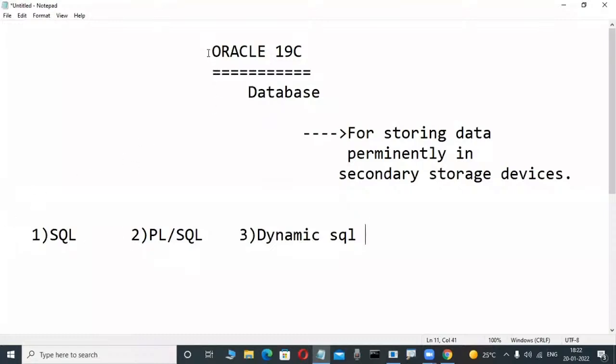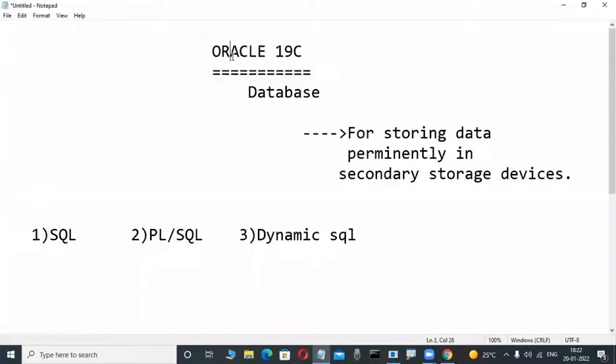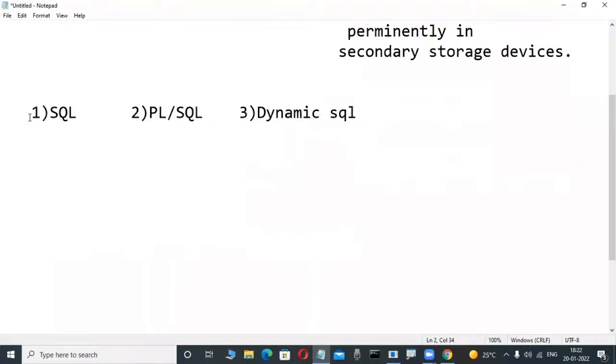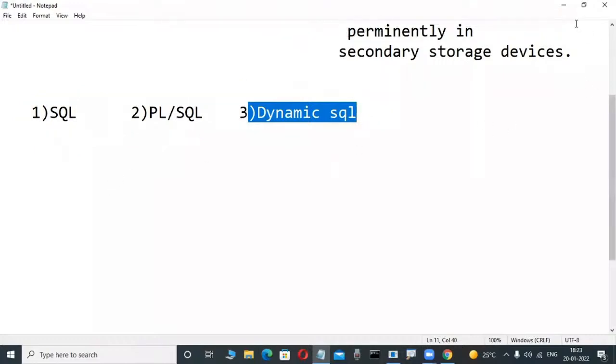That's why observe here, Oracle is a product from Oracle Corporation. If you want to operate this relational database product, which languages are we learning? One is the SQL language, another one is PL/SQL, another one is dynamic SQL. These three languages we are learning in our course. Most powerful.